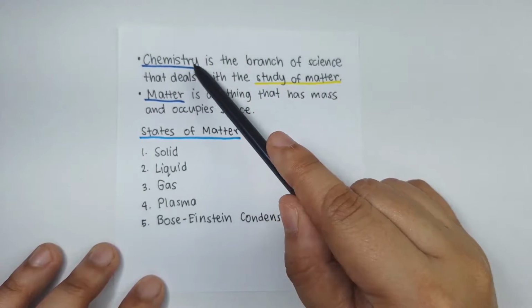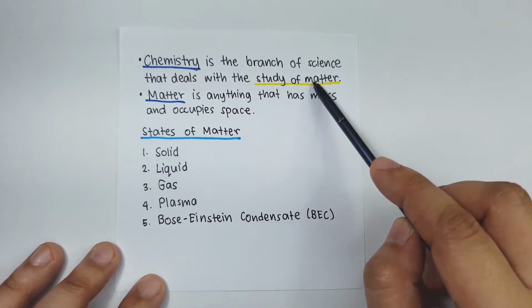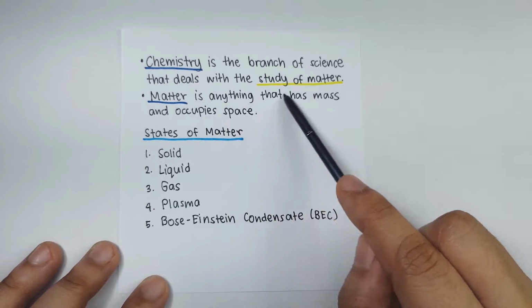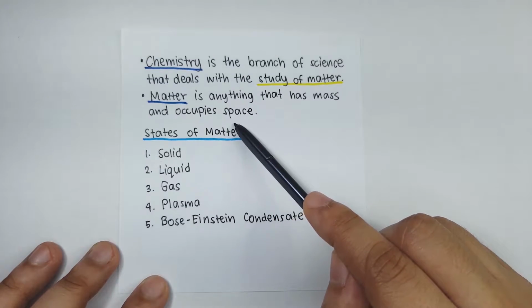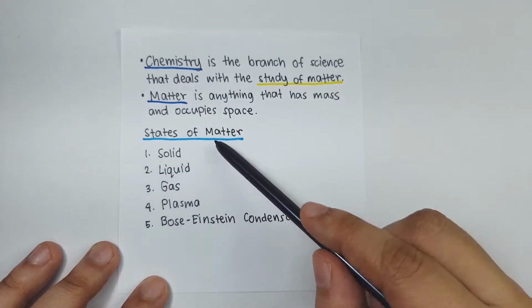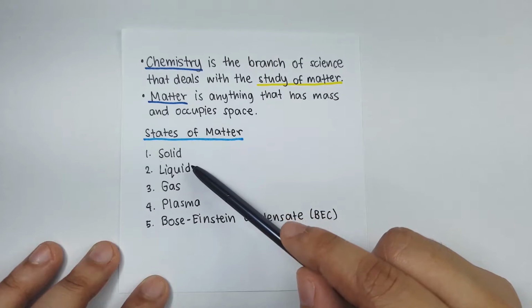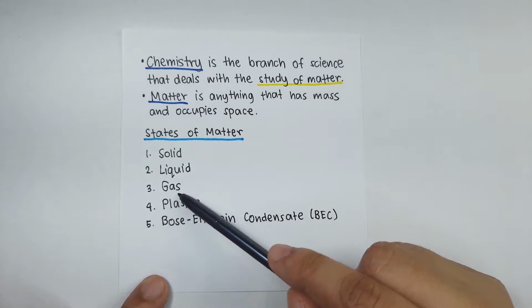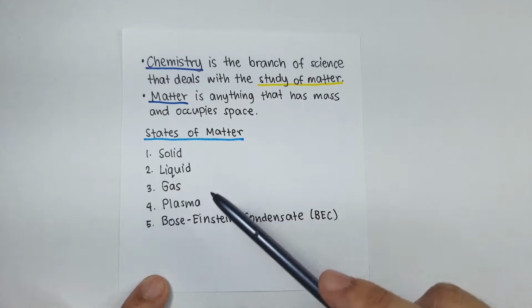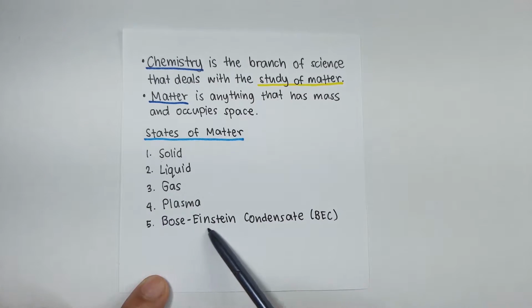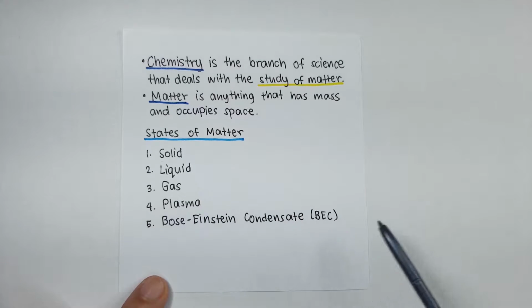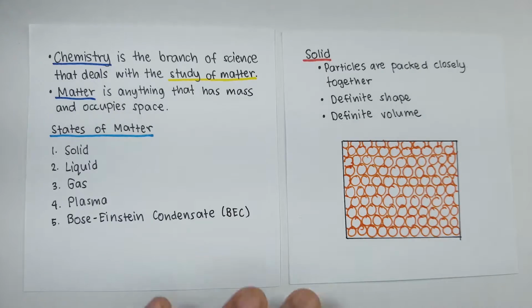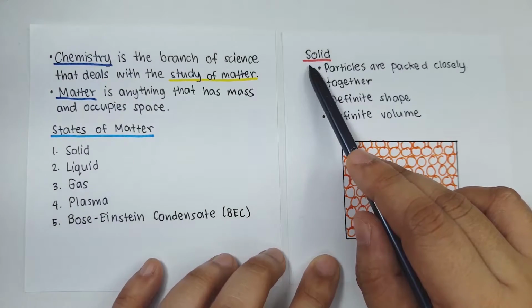So yung chemistry is the branch of science that deals with the study of matter. And matter is anything that has mass and occupies space. So basic lang. So we know that the three states of matter are solid, liquid, and gas. Now let's add the fourth state of matter, which is plasma, and the fifth state of matter, which is Beck or Bose-Einstein condensate. Compare muna natin yung solid, liquid, and gas.